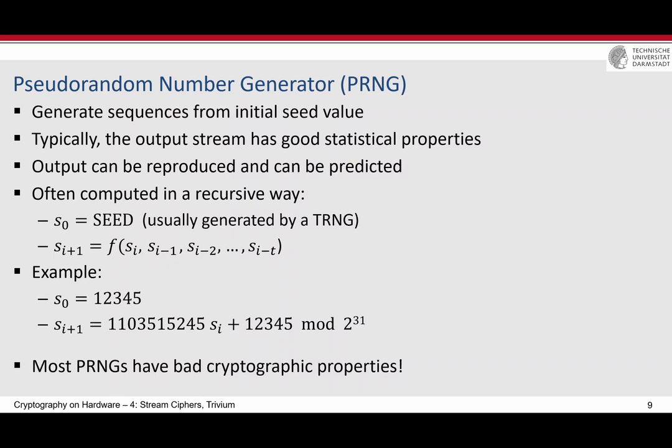But most PRNGs have bad cryptographic properties. Even if they pass NIST tests, they do not necessarily have good cryptographic properties to be used as a stream cipher.